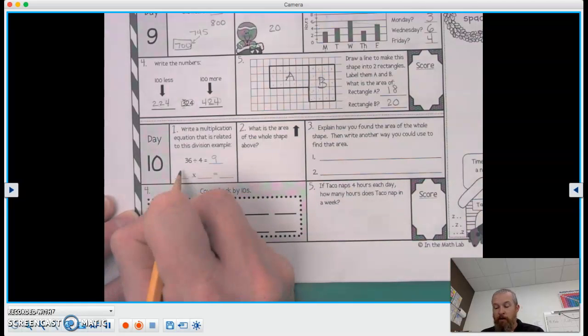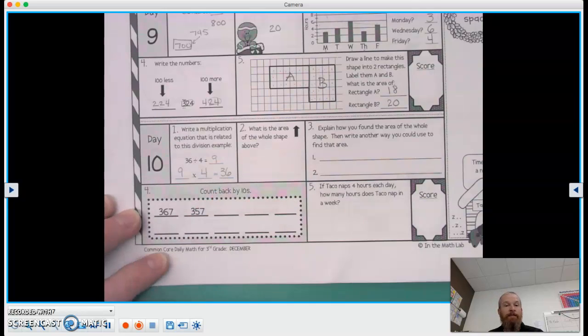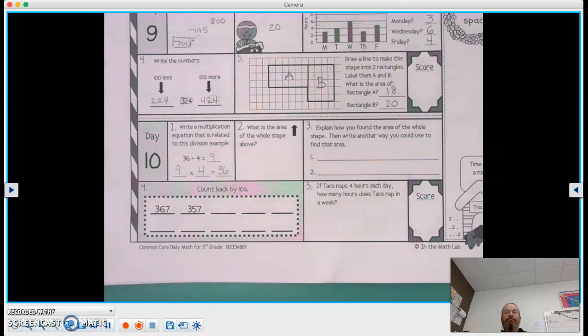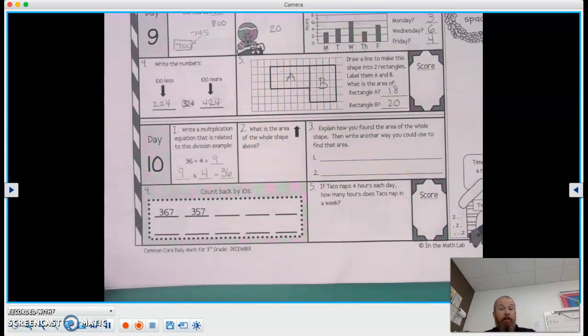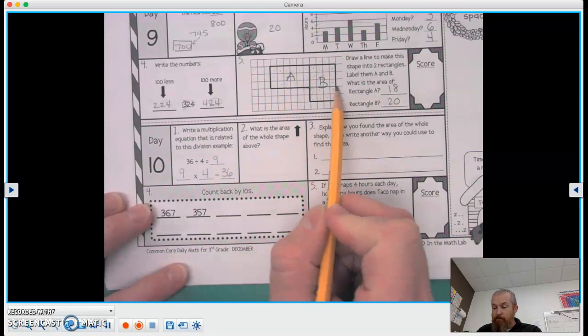So we can write that down here. 9 times 4 equals 36. All right. Number 2 says, what is the area of the whole shape above? That means box A and B. So maybe you did it differently. Maybe you did it this way.